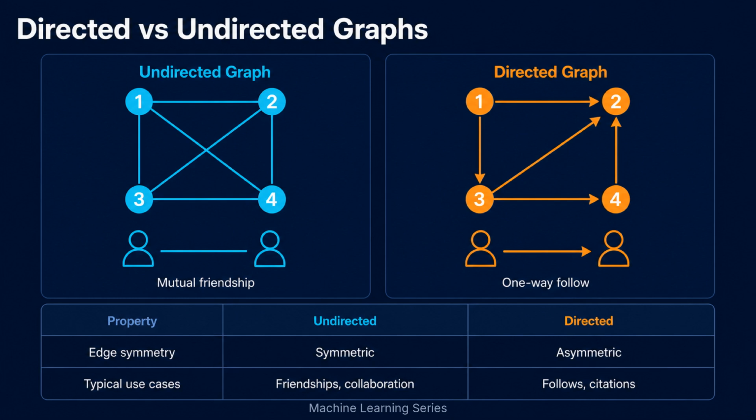In a directed graph, edges have a specific direction, like arrows. Follow relationships on a platform like X, formerly Twitter, are a perfect example. You can follow a celebrity, but they don't have to follow you back. This distinction matters because it affects how information flows through the network and which algorithms we can apply. Directed graphs can also have cycles, where you can follow edges and return to where you started.